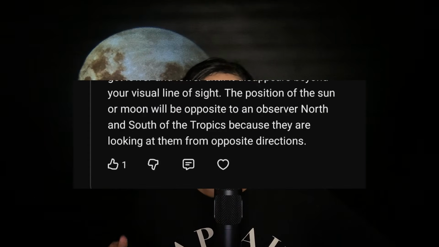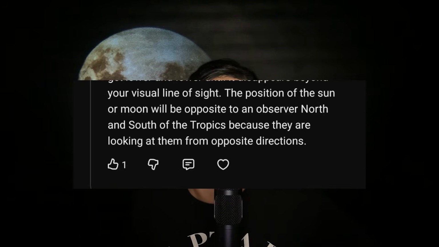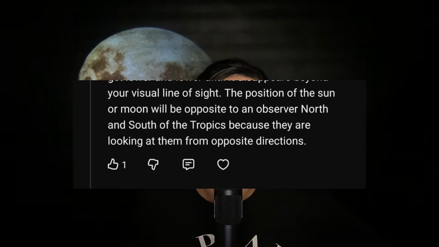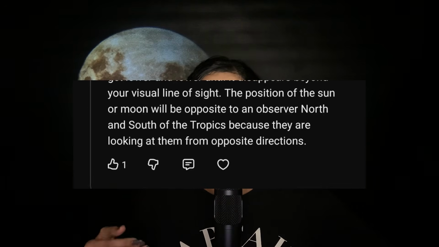The position of the sun or moon will be opposite to an observer north and south of the tropics because they are looking at them from opposite directions. Yes, because people are standing on opposite ends of a sphere. That's the explanation. That's the whole explanation. Boom. Roasted beans. So what did we learn?